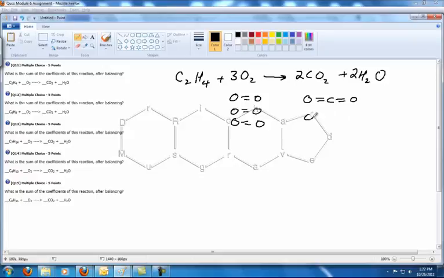And then we've got 2 waters. And you can see that gives us 1, 2, 3, 4, 5, 6. So a total of 6 oxygens on that side, 6 oxygens on this side. Everything else is balanced okay.